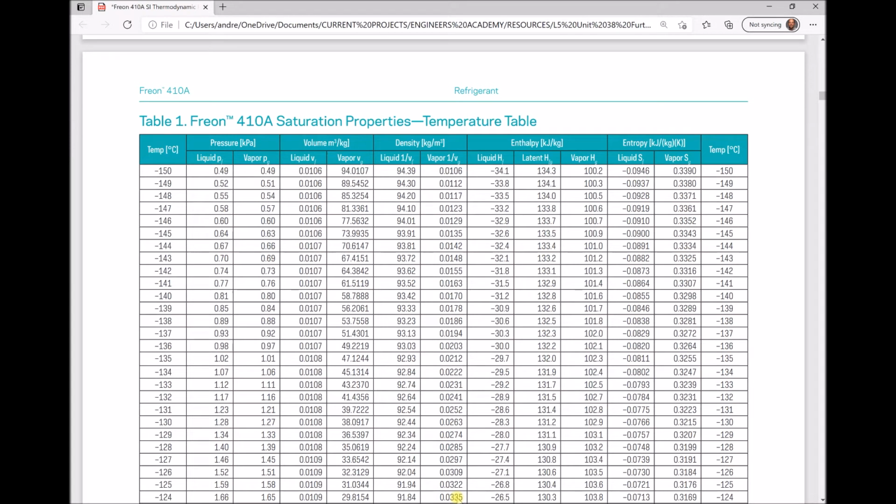Okay, so we're picking up here on page 4, and the reason we're picking up on page 4 is because this is for our saturated vapour. And recall that the property value that we know is for entropy. We know that the entropy of our vapour at position 1 is 1.8149 kilojoules per kilogram Kelvin.